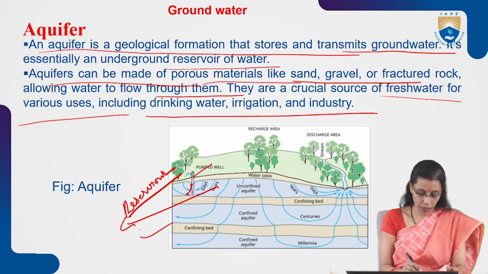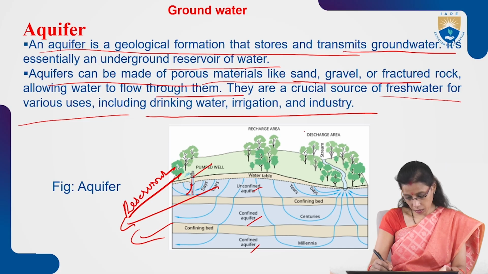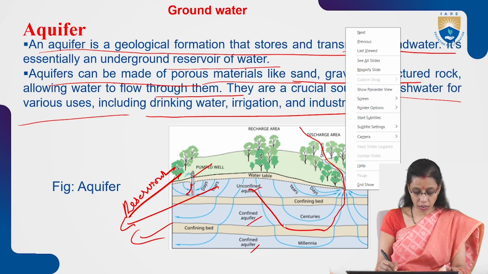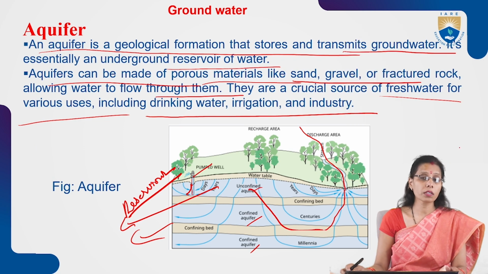So this is the aquifer which you can see here. We have an unconfined aquifer and a confined aquifer. Okay, so here is the source from the stream. The water comes and percolates inside and goes down as water here. Slowly the water fills underground, and that underground water becomes an aquifer or a reservoir.